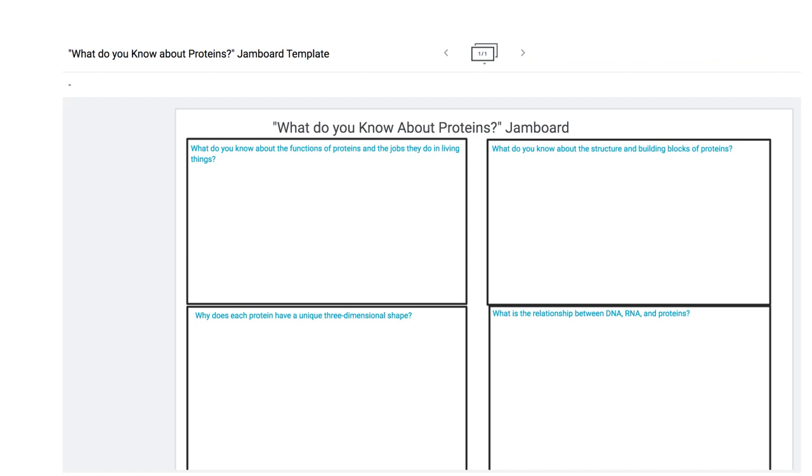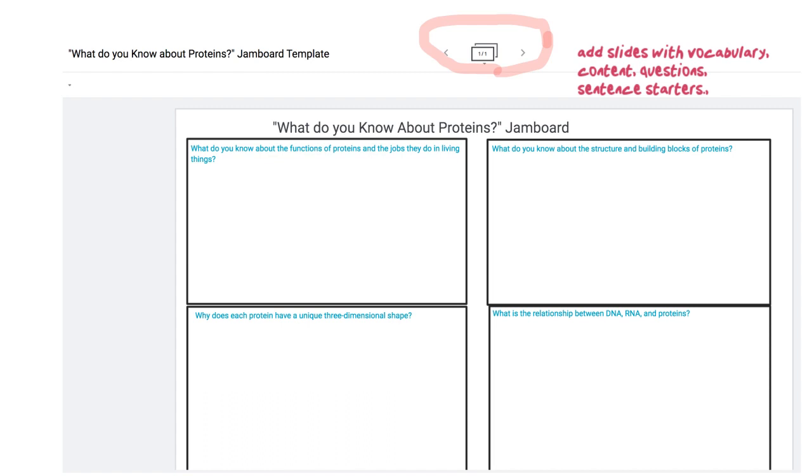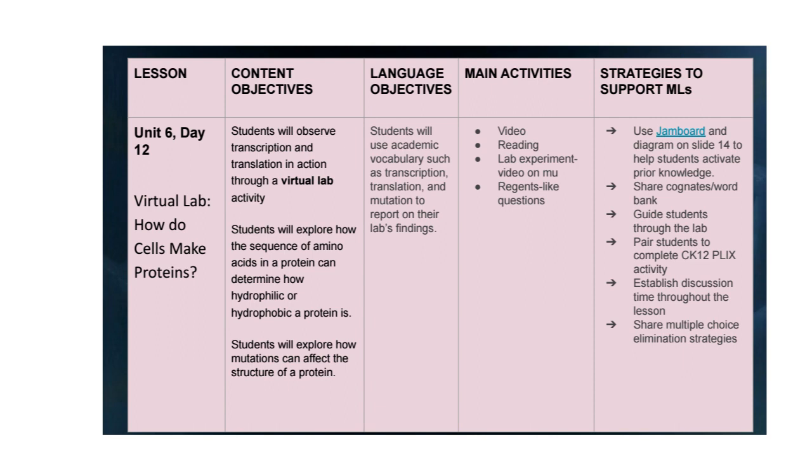Something that I really like about Jamboard is that it allows you to add other slides that you can use to support your multilingual learners by offering them vocabulary, sentence starters, etc. Going back to other strategies, you can share cognates and word bank. And of course, you can use that slide number 2 that I was telling you in Jamboard to do that.